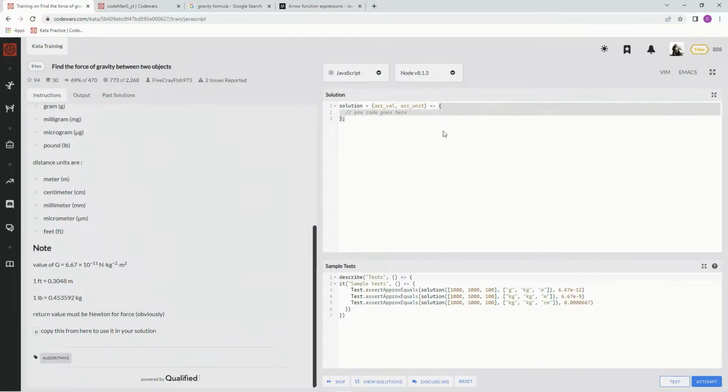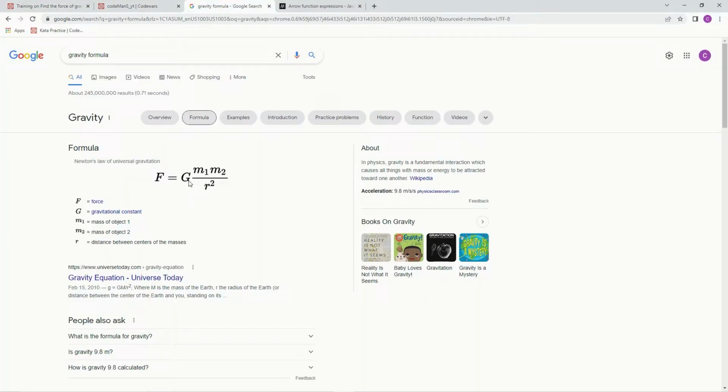So for this one, to start off with, we have to know this gravity formula. The gravity formula is the force equals the gravitational constant times mass 1 times mass 2 divided by the distance between the centers of the masses squared.